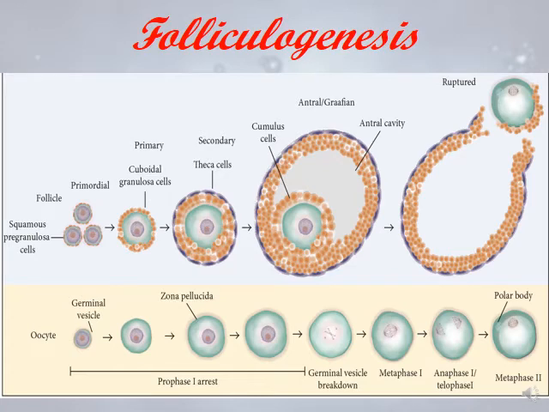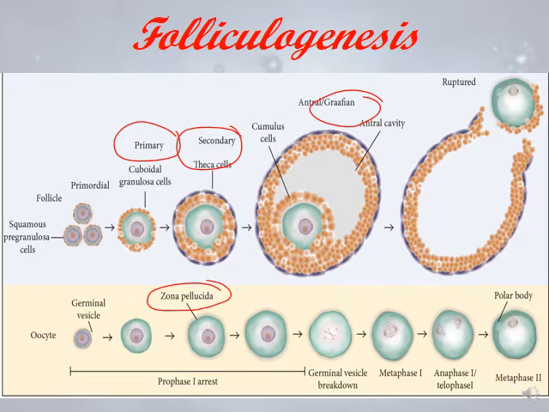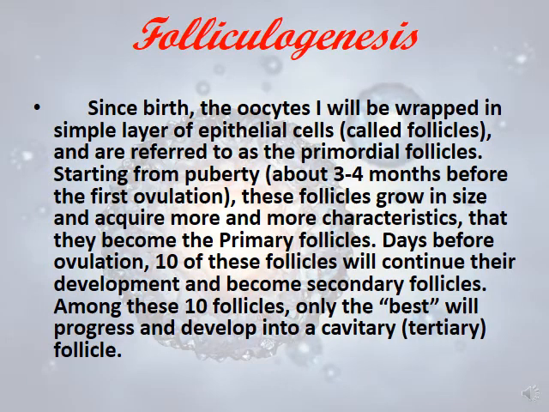So this is the process of follicular genesis. We have the primary follicles, the secondary follicles, and the Graafian follicle, where the rupture will occur and the egg is released. This is the zona pellucida, the covering around the cell here. Prophase 1 at rest, then germinal vesicle breakdown. We have metaphase 1, anaphase 1, telophase 1, and then metaphase 2, and so on. So this is the process of follicular genesis.